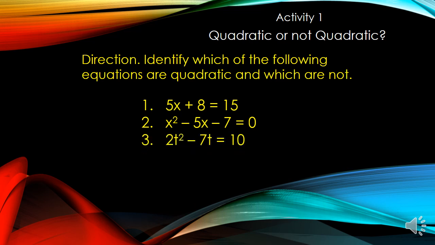Number 3, 2t squared minus 7t equals 10. Of course, quadratic. Number 4, 21 minus 4x cubed equals 0. Not quadratic because the degree is 3. Number 5, 25 minus 6r squared equals 4r. It is quadratic.